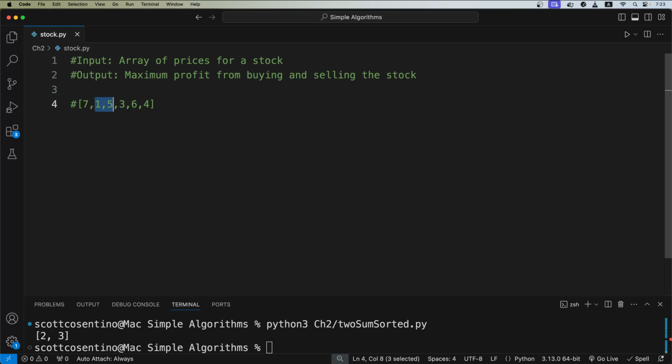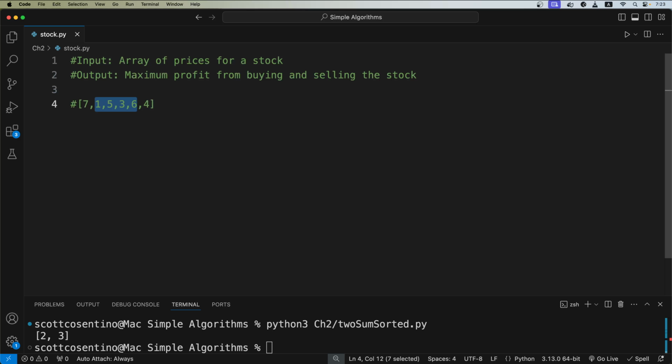So 1 and 5 would give us a profit of 4. That's a better profit, so the profit is now 4. That's the maximum that we found. And we say, well, 5 isn't smaller than 1, so we'll continue to buy at 1. Then we'll try selling at 3. What does that give us? It gives us 2. That's not better than the previous one that we had. So we'll check again, and maybe 1 and 6, which gives us 5. And we see that that is higher, so that becomes our new maximum profit.